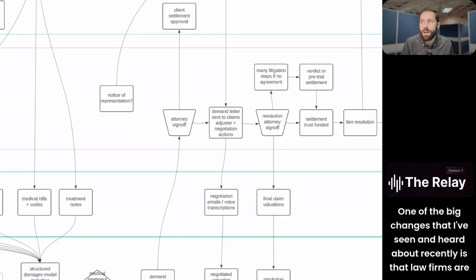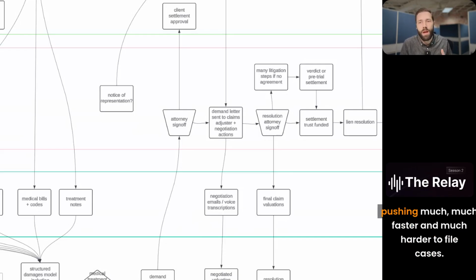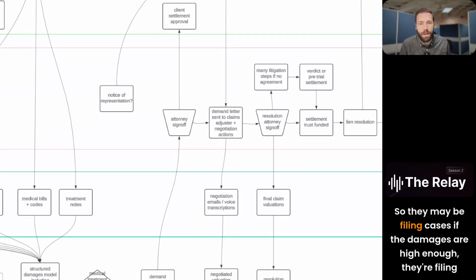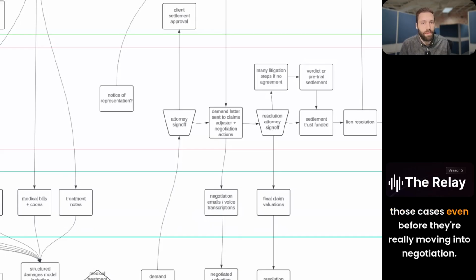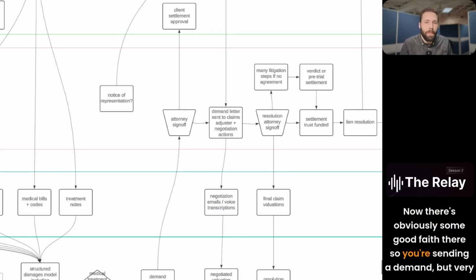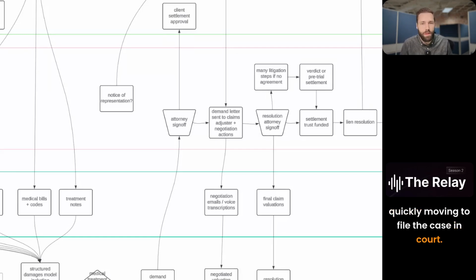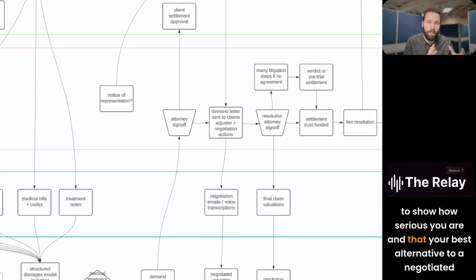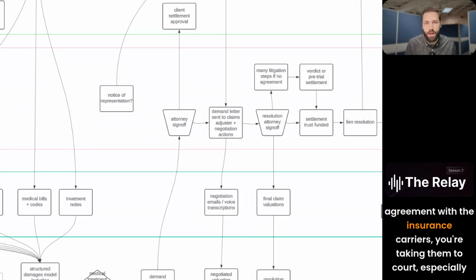One of the big changes that I've seen and heard about recently is that law firms are pushing much, much faster and much harder to file cases. So they may be filing cases if the damages are high enough. They're filing those cases even before they're really moving into negotiation. Now, there's obviously some good faith there. So you're sending a demand, but very quickly moving to file the case in court to show how serious you are and that your best alternative to a negotiated agreement with the insurance carriers, you're taking them to court, especially when the damages are there.